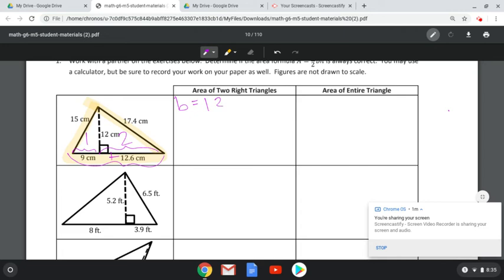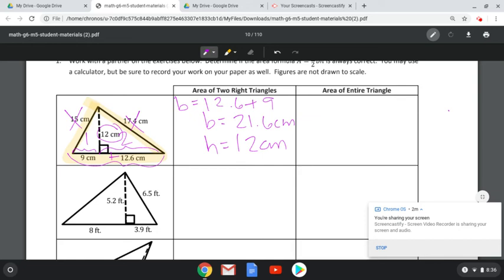So 12.6 plus 9. You can use your calculator. And my base for my entire scalene triangle is 21.6 centimeters. So now I can go ahead and fill out my formula. And my height, remember, our height is always straight up and down, never slanted. So this 15 centimeters, not needed. 17.4, not needed. The height is actually this dotted line because it's straight up and down, which is 12 centimeters.